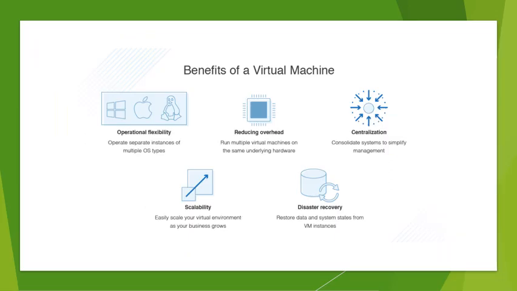Now let us talk about the benefits of a virtual machine. The first benefit of a virtual machine is operational flexibility. We will have the flexibility of operating separate instances of multiple operating system types such as Windows, Mac, and Linux. The big draw of virtualization is to operate multiple operating systems, such as Linux and Windows, for example, from the same console. This allows users to toggle among applications regardless of their OS.